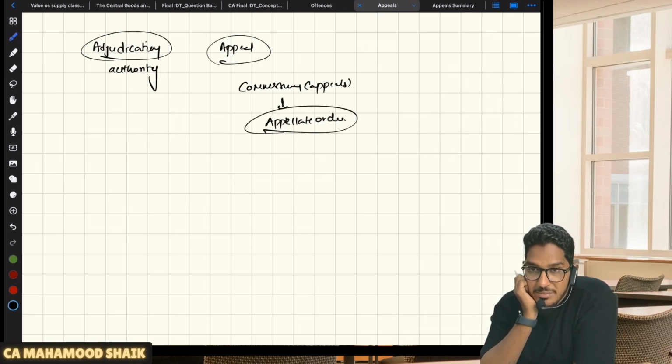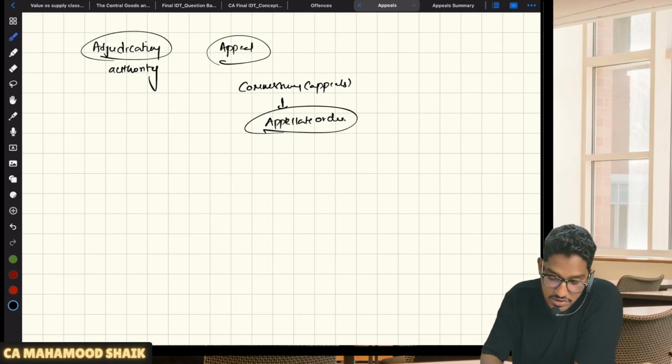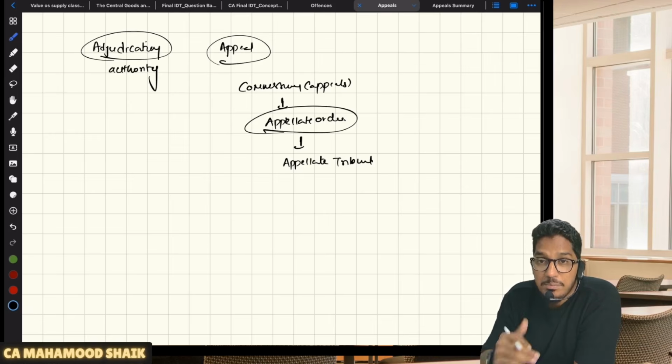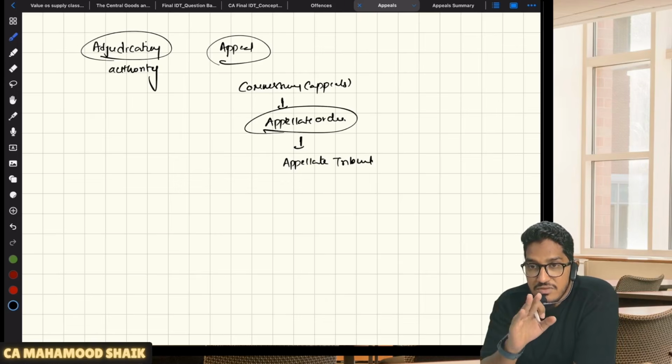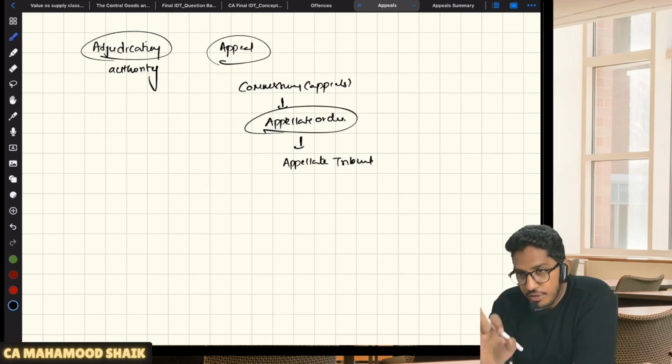You want to challenge this appellate order also. Sir, with whom can I challenge? You can challenge with the appellate tribunal. The next authority for appealing is what? Appellate tribunal. You can take your appeal to the tribunal level. So what is that appellate tribunal under GST? We have GSTAT. GST appellate tribunal is there.